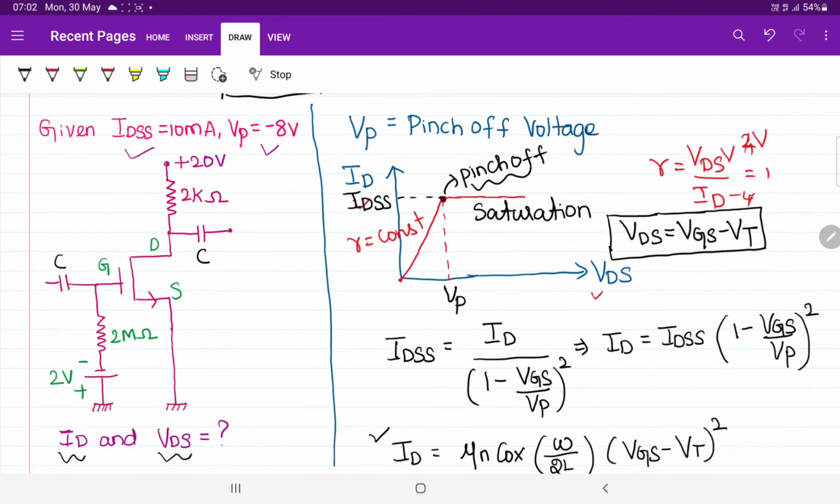Kindly forgive me for some small disturbance. Okay sir. So these capacitors will get open circuited.